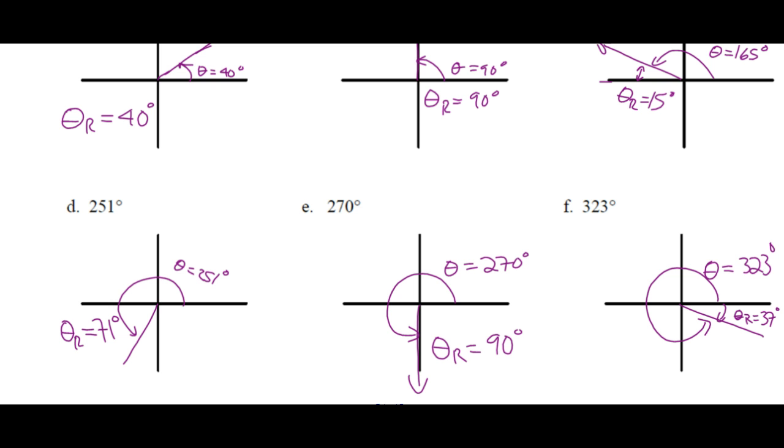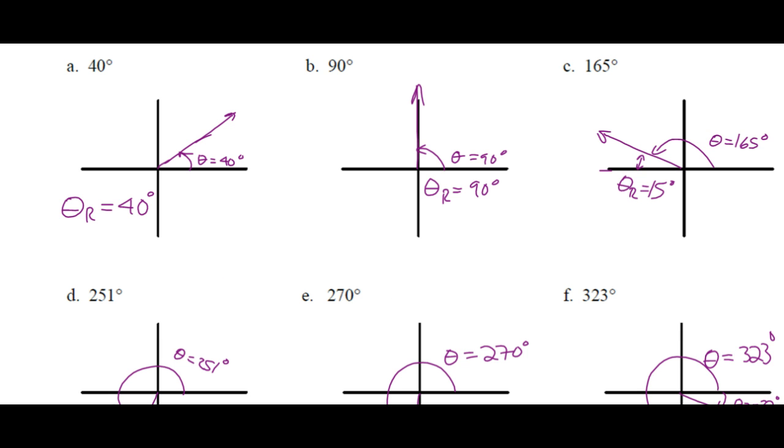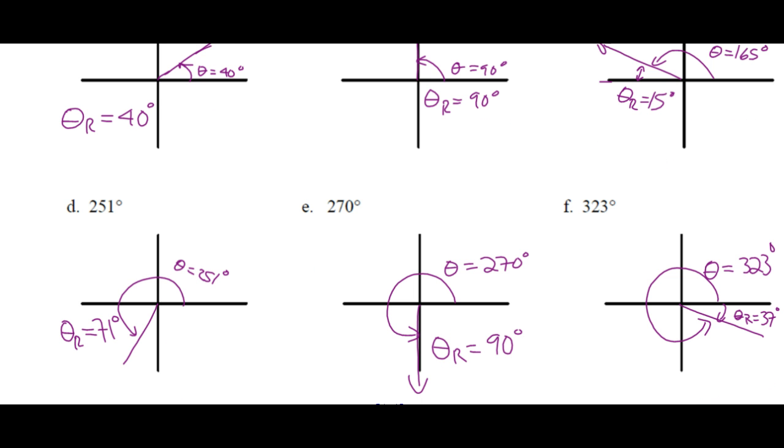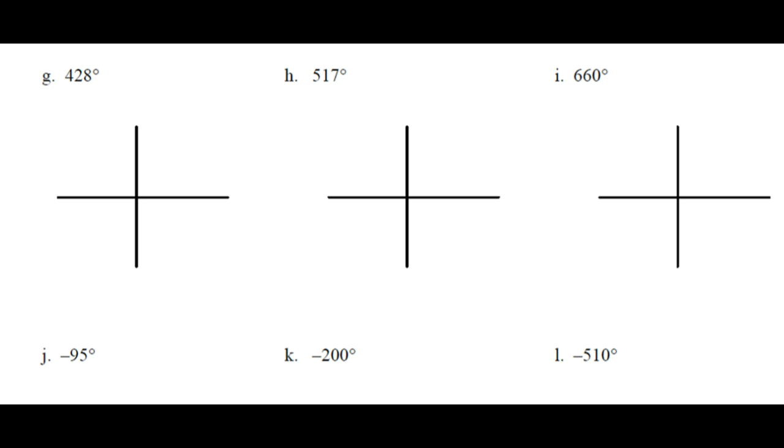So here you would go 251 minus 180, right? To say, oh, I got to go another 71 degrees. Up here, I would do something like 180 minus 165, right? So I'm 15 degrees short of 180. I'm going to be past 180 by 71 degrees, and I need to go another 37 degrees. Okay, those are your reference angles. 428. How are we going to show 428 degrees?